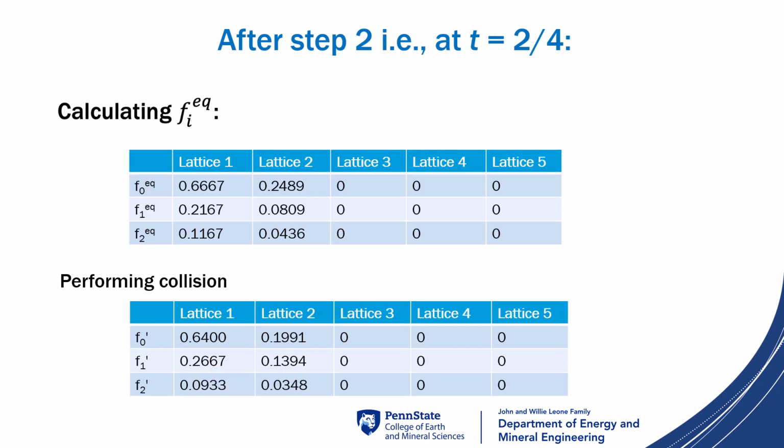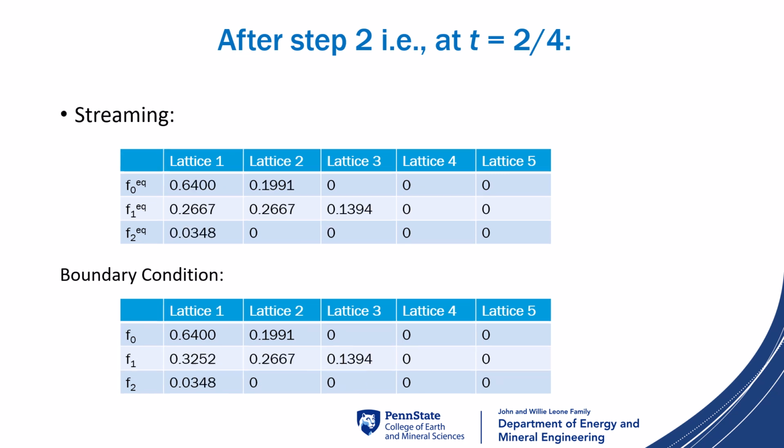In the second hour, we repeat equilibrium and collision, where node 2 FEQ increases due to incoming hot packets, then F star mixes towards that equilibrium. Streaming pushes these warmer packets into node 3, and boundaries are reapplied. At each step, the balance of advection and diffusion shapes the temperature profile.